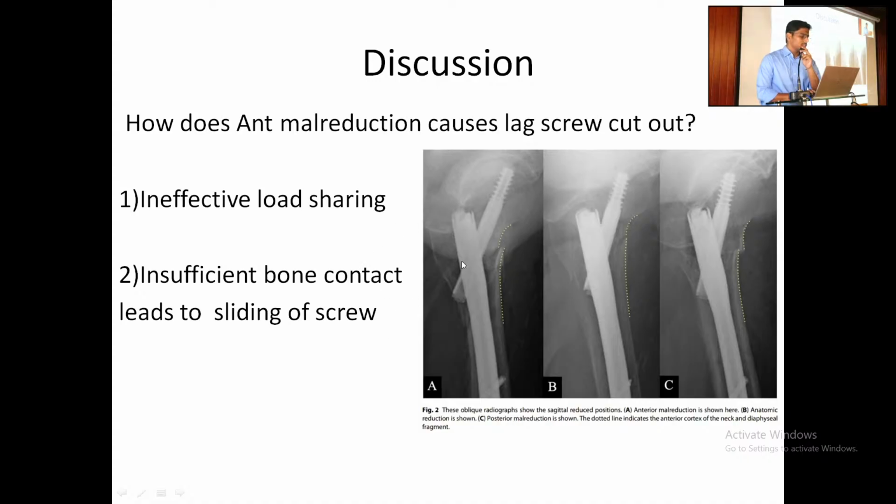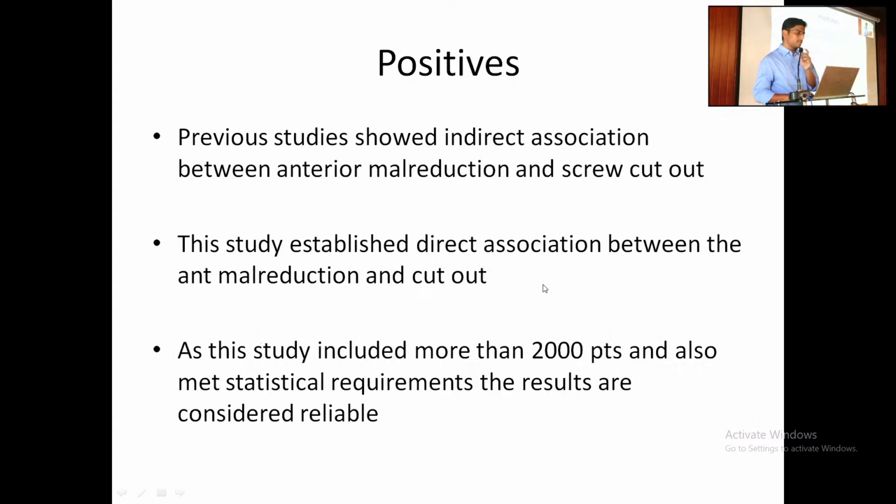And also insufficient bone contact between these two fragments leads to sliding of the screw, which in turn causes lag screw cutout. So by both direct and indirect effect, anterior malreduction is responsible for lag screw cutout. Coming to the positives of this study, previous studies showed an indirect association between anterior malreduction and screw cutout, but this study has established a direct association between these two. And as the study included more than 2,000 patients and also met statistical requirements, the results are considered reliable.